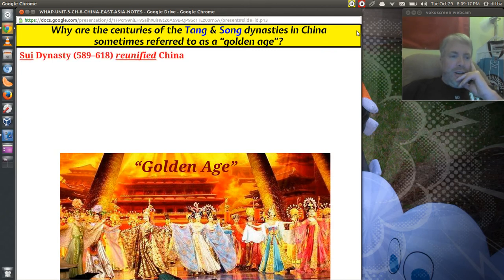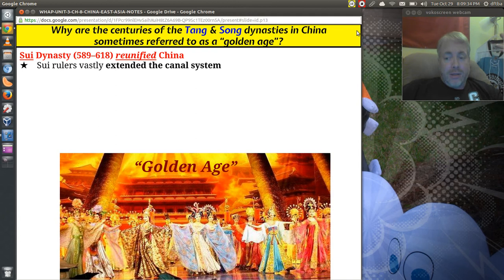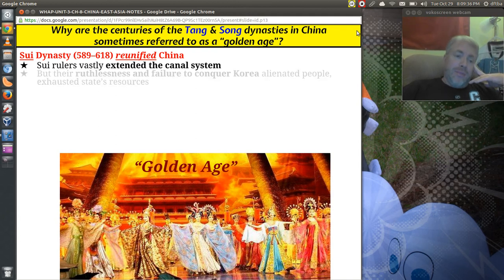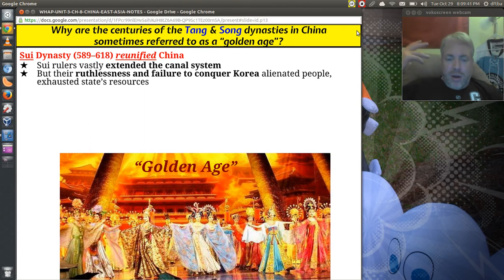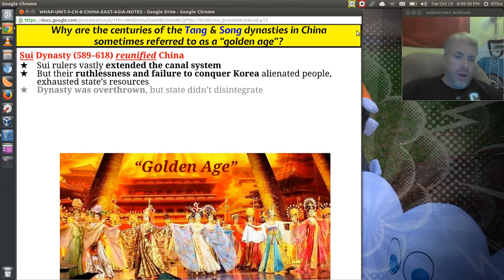So why are the centuries of the Tang and Song dynasty in China sometimes referred to as the Golden Age? The Sui dynasty, got it right, reunified China. And these are the guys who made the canal system that we just mentioned there. Their ruthlessness and failure to conquer China or Korea alienated people and exhausted states' resources. So they went after Korea pretty hard. Their dynasty was overthrown, but the state didn't disintegrate.